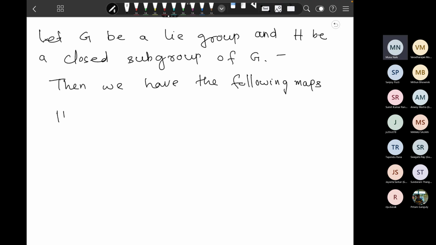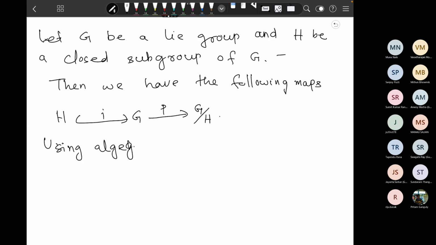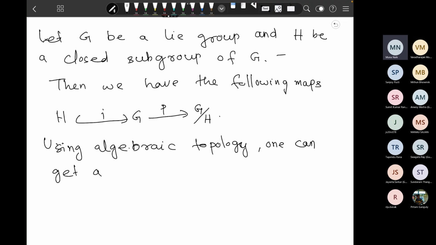So you first start from H, and there is an inclusion map i, G, and p is equal to G by H. In such a situation, using algebraic topology, one can get a long exact sequence, and I will write the sequence as follows.